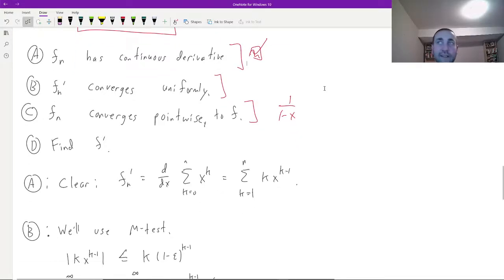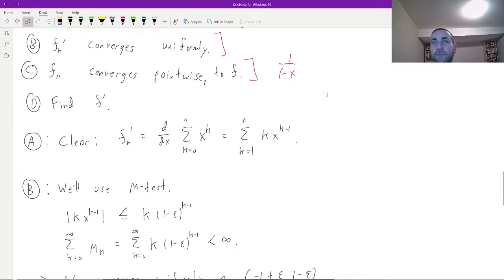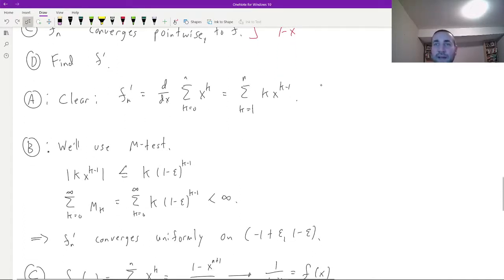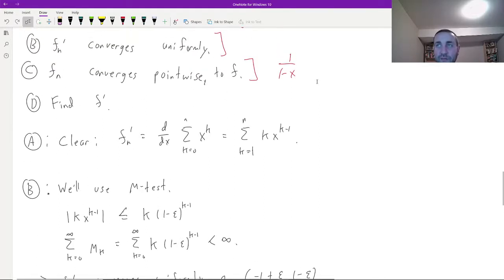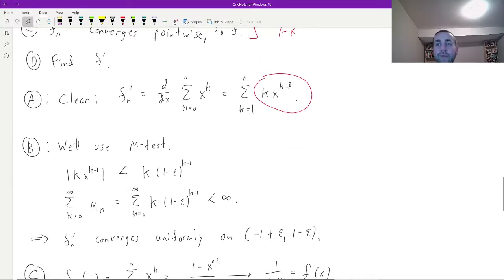Next, we have to check that fn prime converges uniformly to something. And this is sort of the most technically demanding one in theory, but actually for this example, we can just use the M-test. We do have to be a little bit careful, but let's see what happens. We want to use the M-test, that is, we want to bound the size of these terms here. How do we do that?